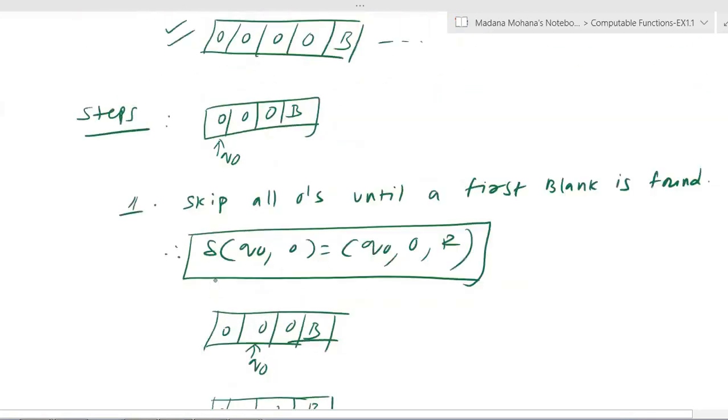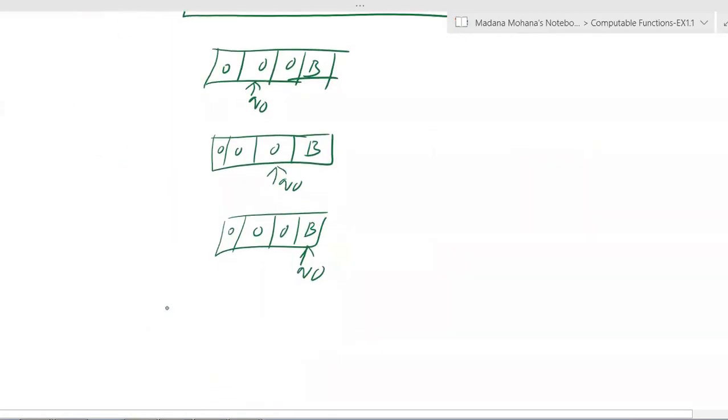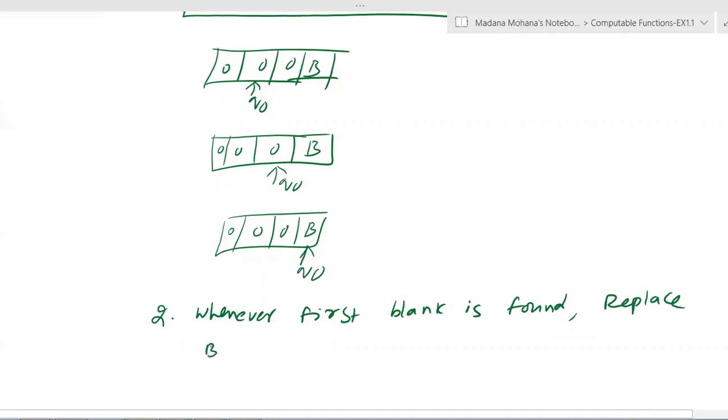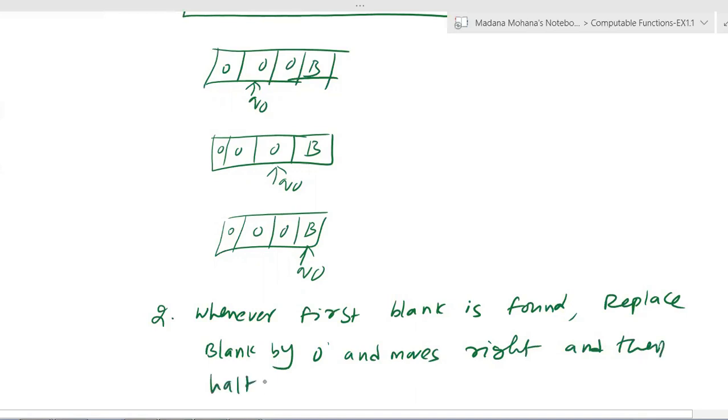So now, come to the second step. Whenever the first blank is found, replace the blank by 0 and move right, and then halt at the accepting state.